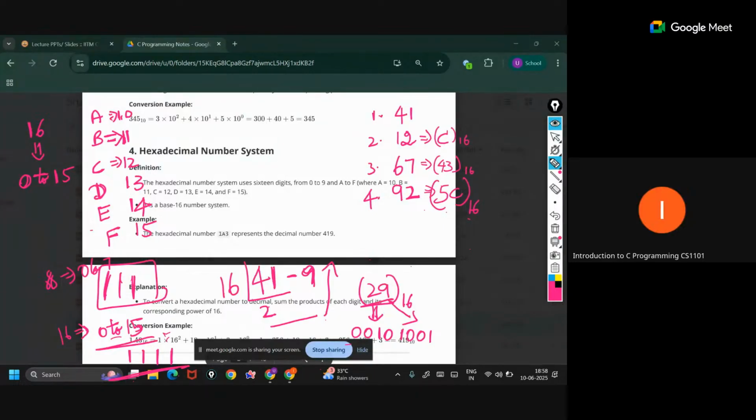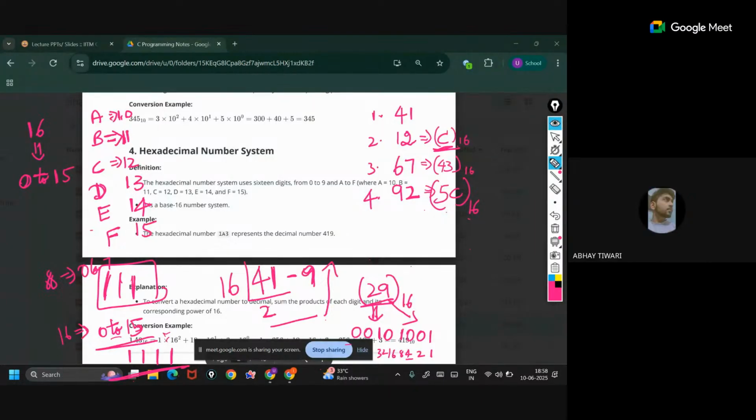Yes. Now I have to use 1, 2, 4, 8, 16, 32. 32 plus 8 plus 1. What is the value? 41. We have got it, right? So this is how we have to convert from hexadecimal to binary. Can you all try it now?